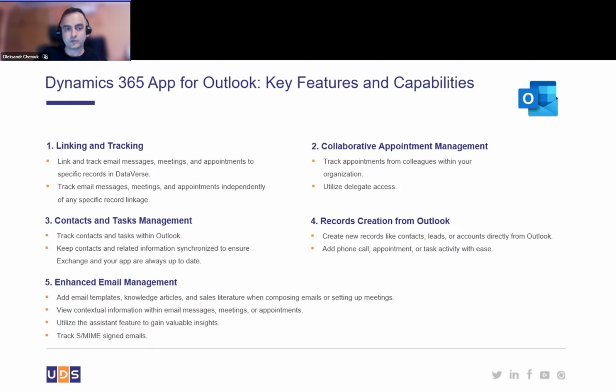So let's start with key features of Dynamics 365 app for Outlook. They are listed on this slide, and I will highlight a few of them. This application allows you to link and track email messages, meetings, and appointments from your Outlook to Dynamics, and also associate them with specific records in CRM. You can also track appointments from other people. You can track contacts and tasks within Outlook. You can create records such as contacts, leads, appointments, as well as activities such as phone calls, appointments, and tasks directly from Outlook. And also you can utilize features like adding email templates, knowledge article base, etc.